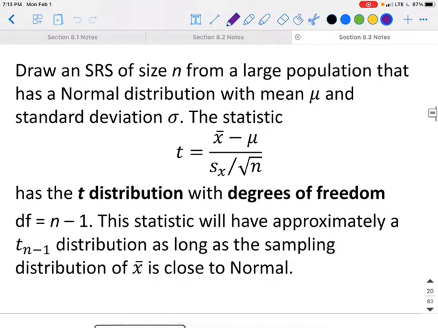So if you draw a simple random sample of size n from a large population that has a normal distribution with a mean of mu and a standard deviation of sigma, the statistic t is equal to your sample mean minus the mean of your population, over the standard deviation of your sample divided by the square root of your sample size. And your degrees of freedom is n minus 1. This statistic will have approximately a t sub n minus 1 distribution as long as the sampling distribution of x bar is close to normal.